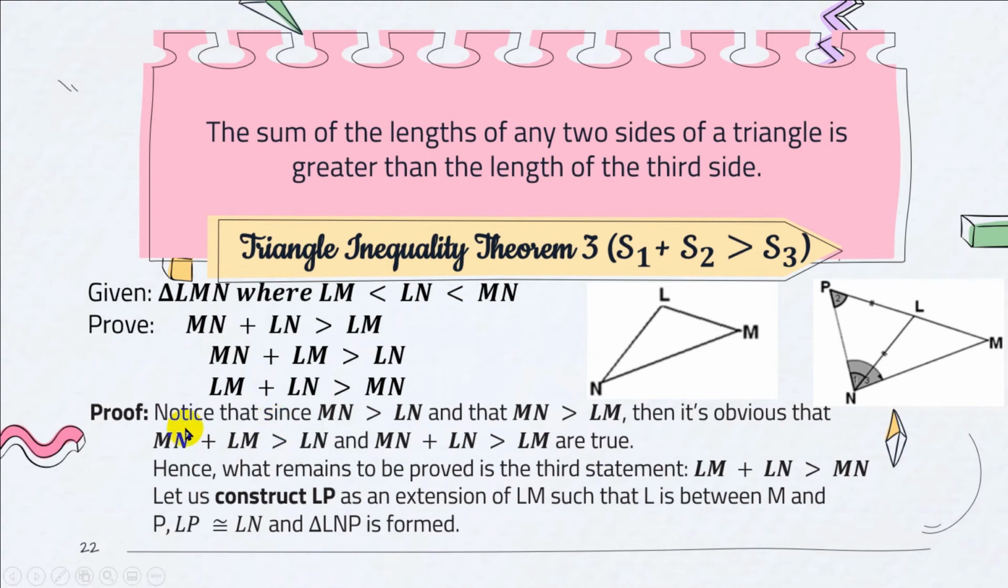Now, what we need to prove is that the two shorter sides, when added, must be greater than the longest side, which is MN. And to do that, we're going to construct again.